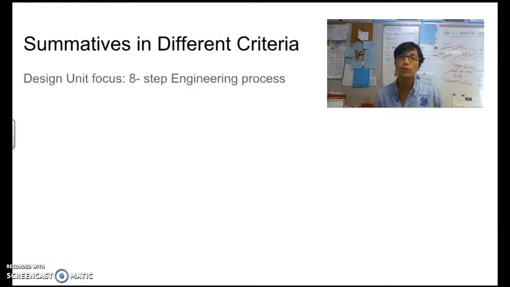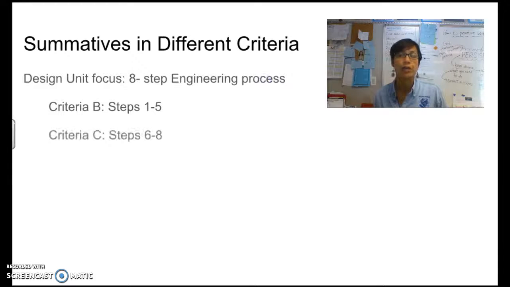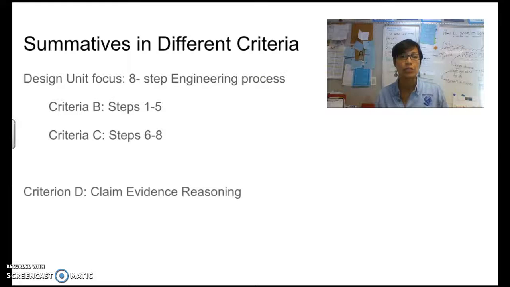The design unit focuses on an 8-step engineering process. So with the engineering process, we divided the steps for criteria B and C. Criteria B is for steps 1 to 5, and criteria C is for steps 6 to 8. The last criterion is criterion D, that's the claim, evidence, and reasoning. It's similar to a mini essay.